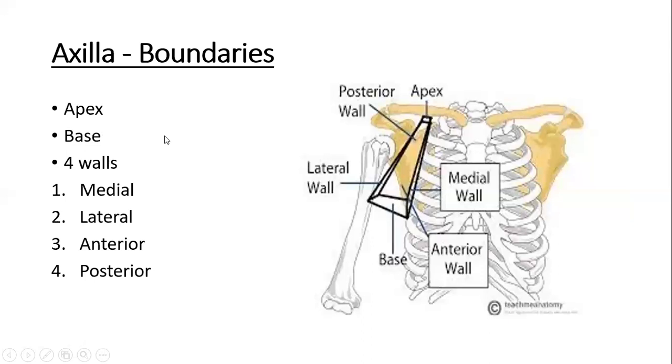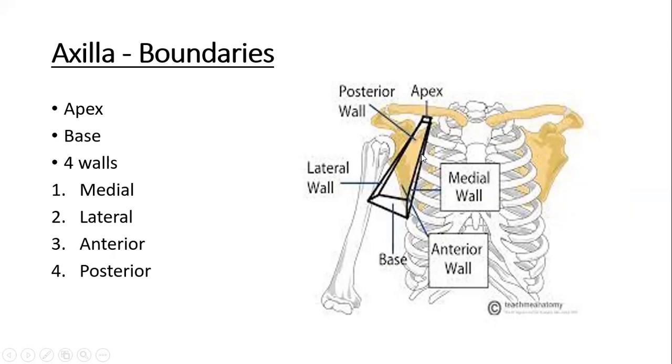Starting with the boundaries of the axilla, as we mentioned earlier, it is a pyramidal shaped space with apex directed forwards, and it comes to lie between the clavicle anteriorly, the upper border or superior border of the scapula posteriorly, and the outer surface of the first rib. The base is formed by skin, fascia, and fat and is directed downwards.